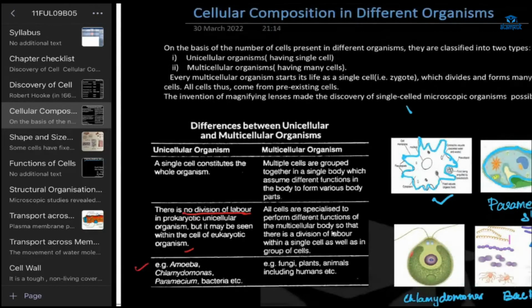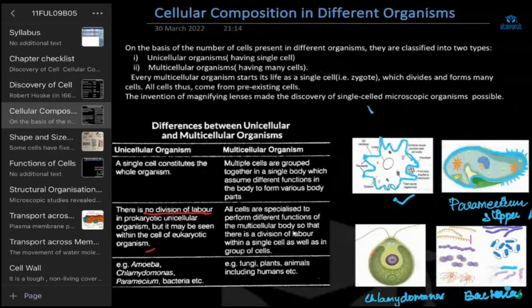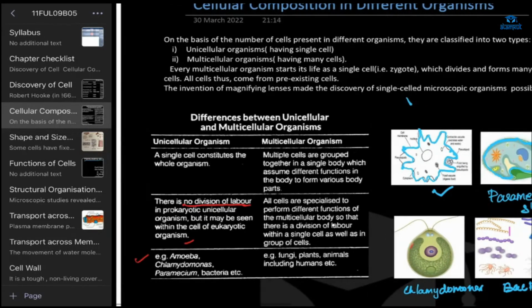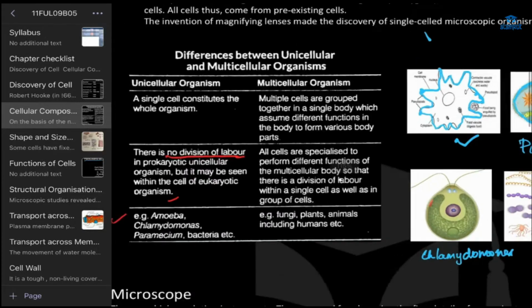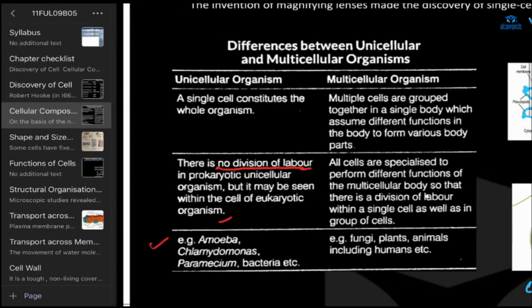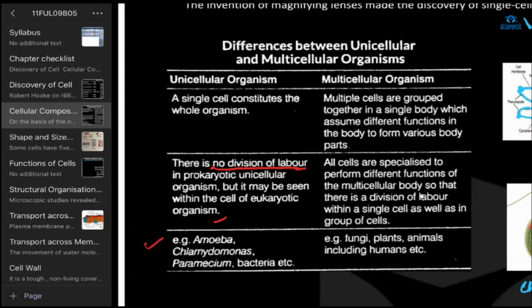Ma'am, I came back. Okay, Anita. On the basis of the number of cells, organisms are classified into two categories: unicellular and multicellular. Unicellular have only a single cell, and multicellular have many cells. In a unicellular organism, a single cell does all the work, and in a multicellular organism, different cells do different functions. So in unicellular, there is no division of labor.